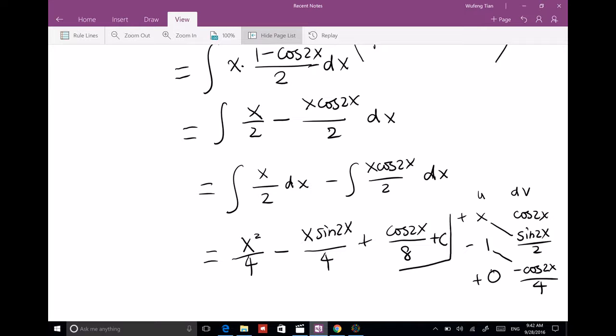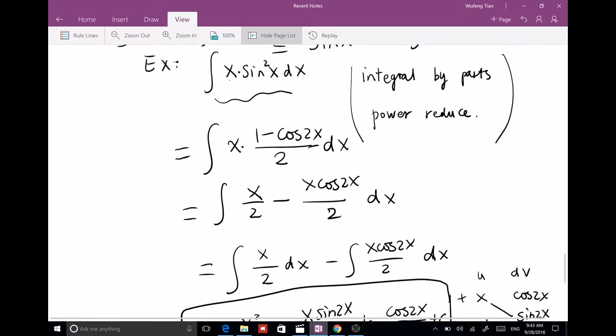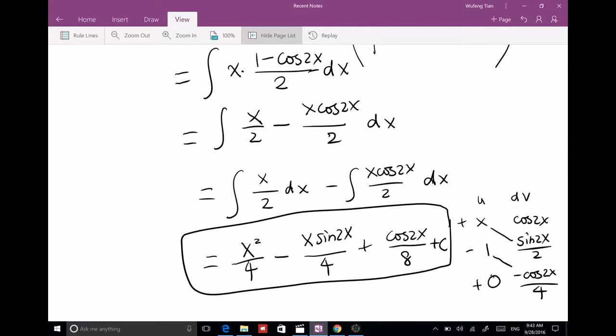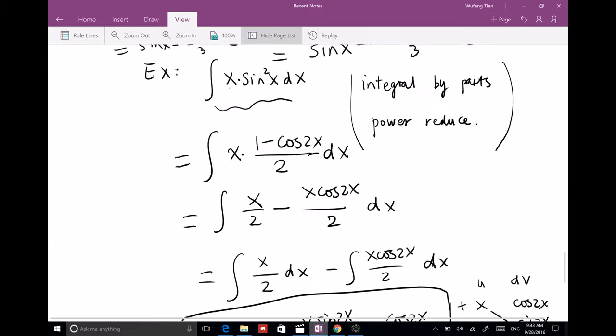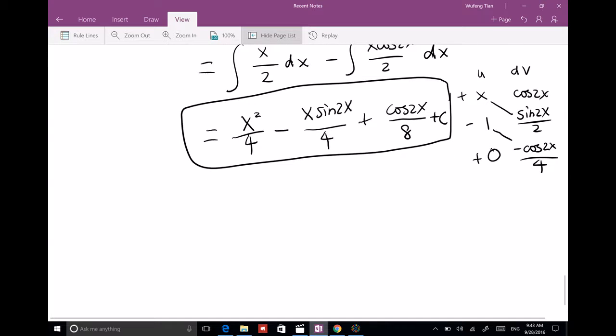Okay. So in this problem we have used the power reduction formula and the integral by parts tabular method here. Combine both methods together. Which is a very good problem for you to practice. Very good example as well.